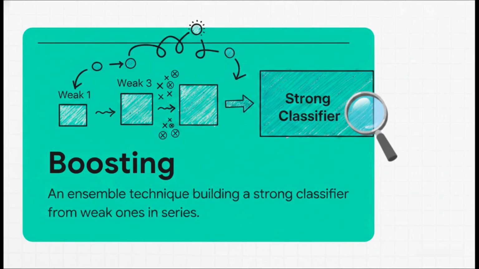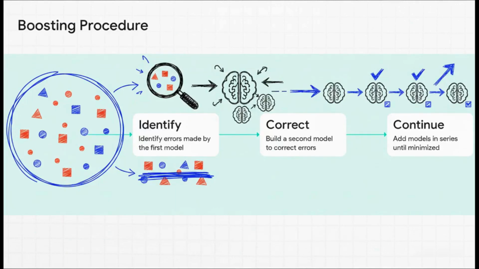But here's the secret sauce. It builds them in series. In a lot of other ensemble methods, you might build, say, 100 models independently at the exact same time. But boosting, it builds them sequentially, one after another, with a highly focused purpose, to correct the specific errors made by the model that came right before it. Let's detail exactly how this sequential process plays out.